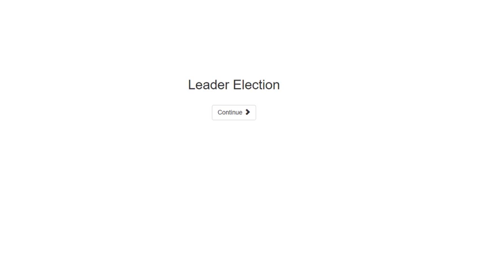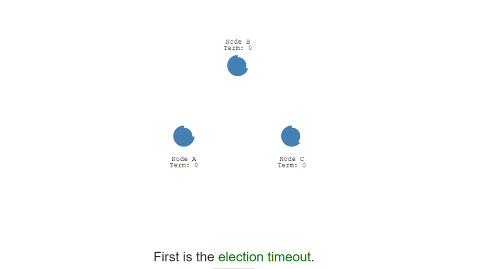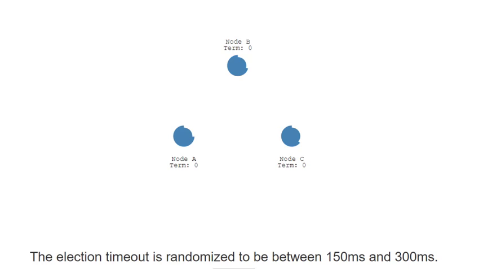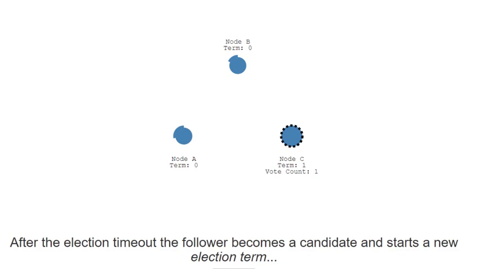Next, we'll see leader selection. In Raft, there are 2 timeout settings which control elections. The first is known as the election timeout. The election timeout is the amount of time a follower waits until becoming a candidate. The election timeout is randomized to be between 150 milliseconds and 300 milliseconds. So in this case, you can see that there is a timeout going and node C becomes a candidate, right? After the election timeout, the follower becomes a candidate and starts its election term.